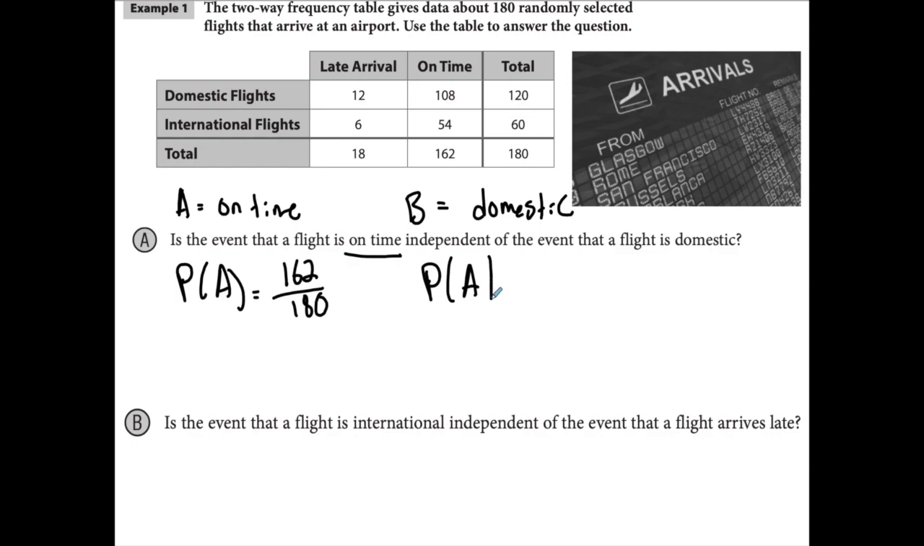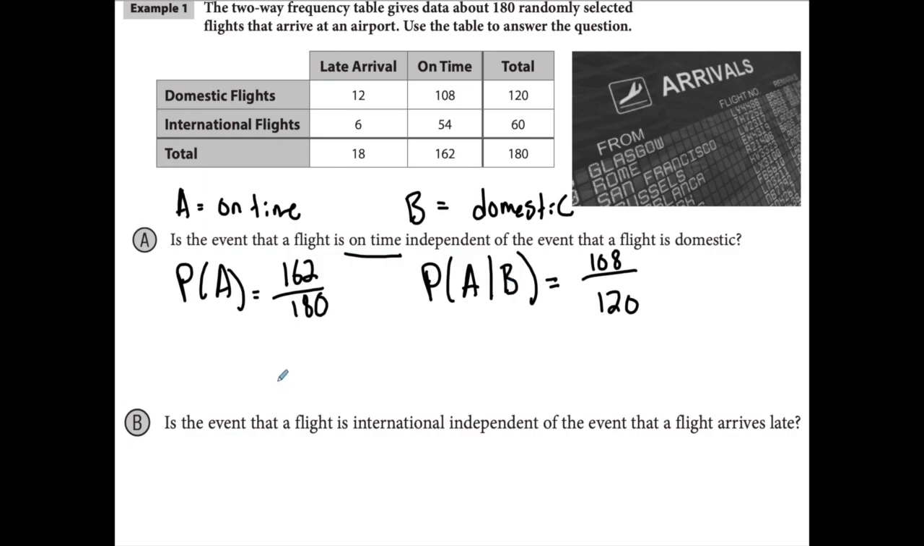Now, what's the probability that a flight is on time given that that flight is domestic? Well, look, there are 120 domestic flights, and of those, 108 are on time. So if this is independent, then conditioning it on the fact that it's domestic shouldn't matter. I should get the same answer either way. And so what they're getting at is, does it matter if the flight is domestic or international? Will I have the same amount of on time versus late either way?